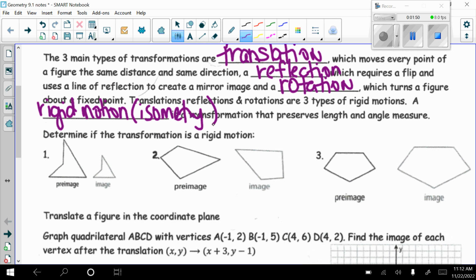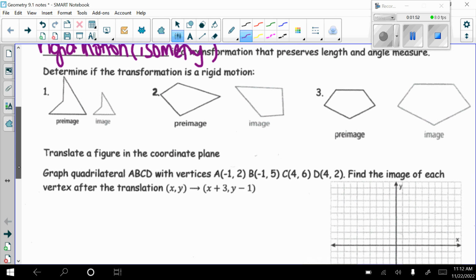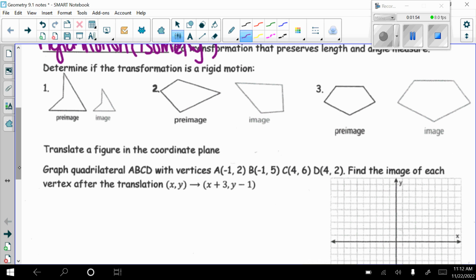So the very first thing we're going to do is practice determining if the transformation is a rigid motion. If length has changed or angle measure has changed, then it is not a rigid motion. Okay? So number one, we have our pre-image, what we started out with, and then the new image. We can definitely tell that the new image is much smaller than the pre-image, so this is not a rigid motion because the length changed. It's obviously not the same size.